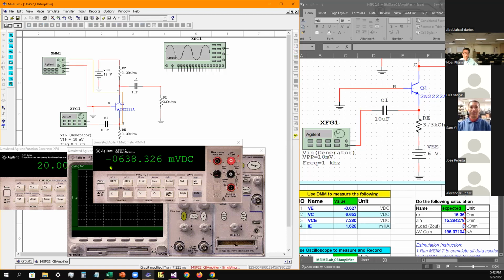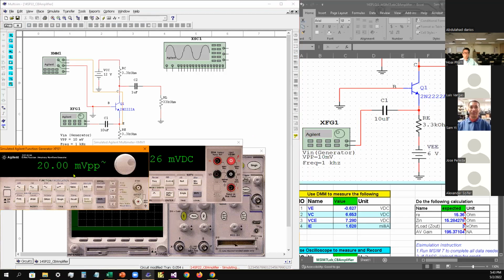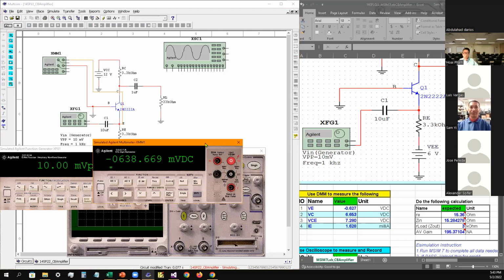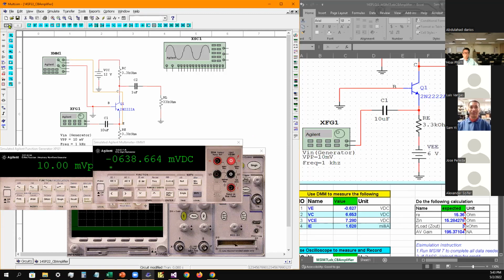Okay, so as you can see, negative 638.32 millivolt, and we want to convert it to volt. So take this number divided by 1000. Mine came up a little bit lower earlier. Oh, that's because I put in 20 millivolt here. It should be 10. So that should be 10 here. Okay, yeah, it should be pretty close to that number.